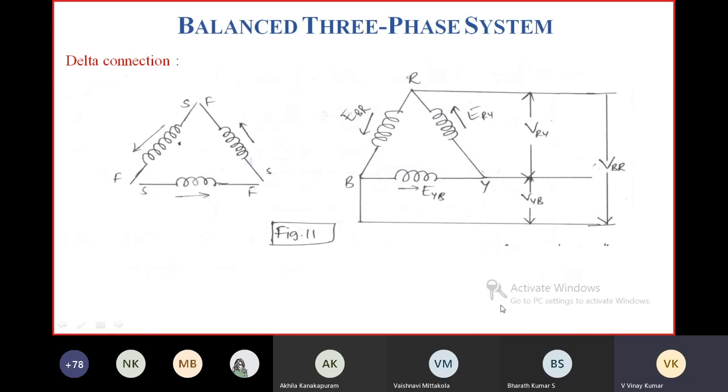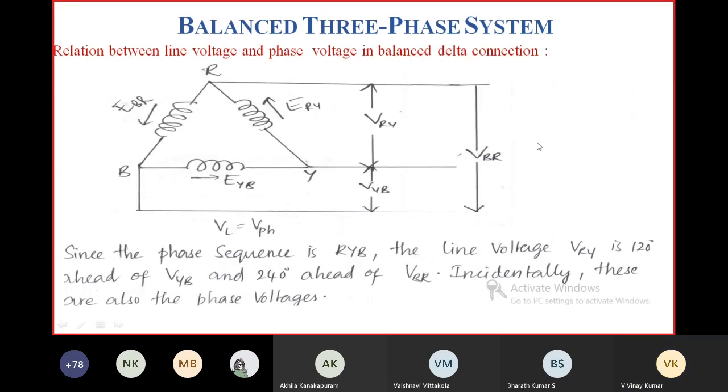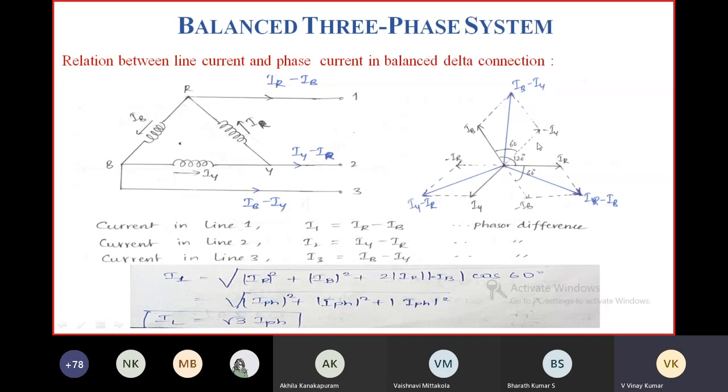In case of delta connection, the voltage between line to line is called line voltage. The voltage across a phase is called phase voltage. As a phase is connected between two lines, phase voltage is equal to line voltage. Next, coming to the relationship between line current and phase current.